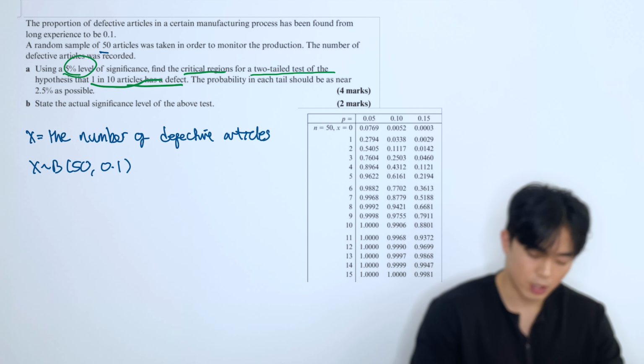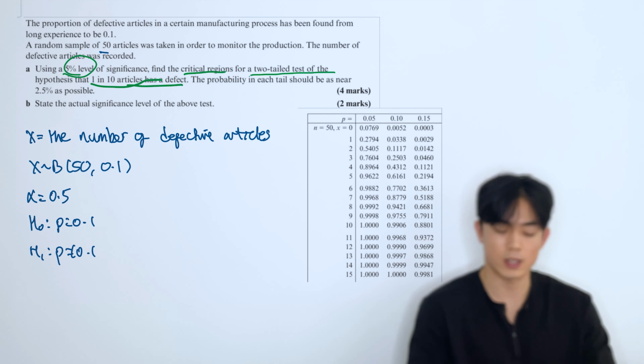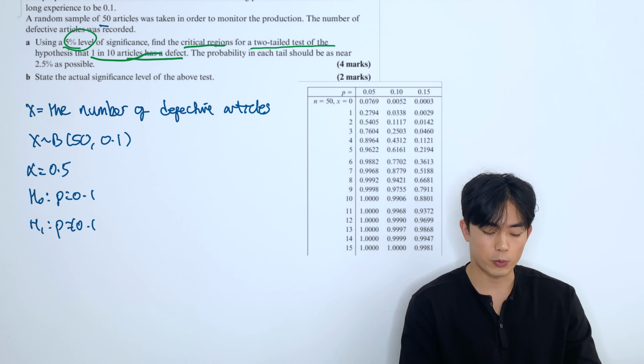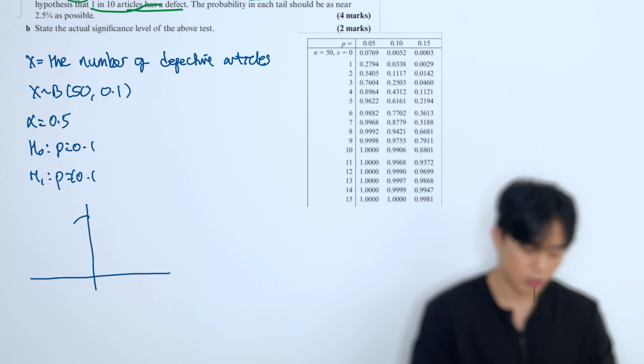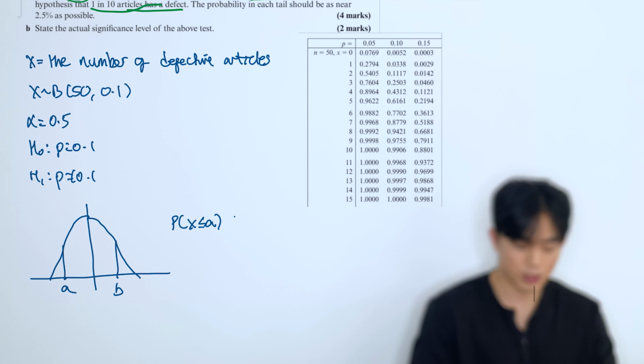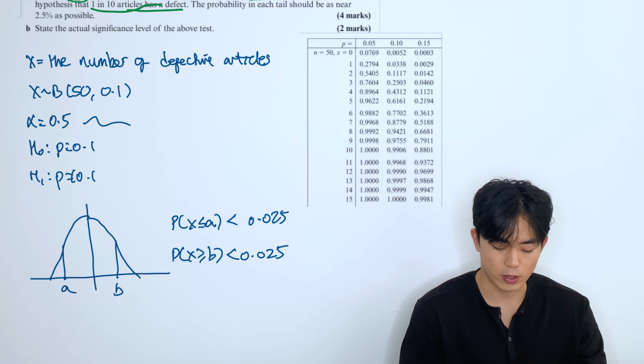Right, so alpha is going to be 5%, and H0 is going to be P is 0.1, and H1, P is not 0.1, so it's a two-tailed test, okay? Right, so we've got H0, H1. Now we just have to find the critical region. So I'm going to draw a bell curve just to visualize it a bit better. Like here, so now it's two tails, A and B. So we need to find the probability that X is less than or equal to A is smaller than half of this, which is going to be 0.025. And the probability that X is bigger than or equal to B has to be less than 0.025 as well. And then we can use the table or the calculator to find these values here.